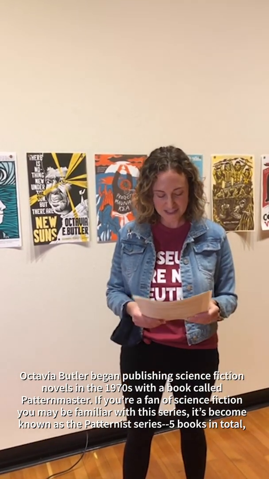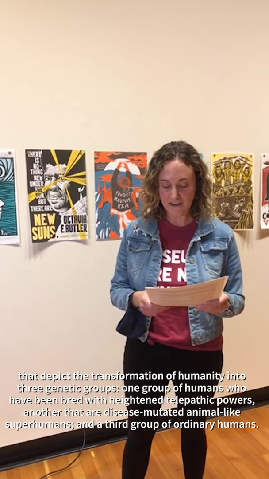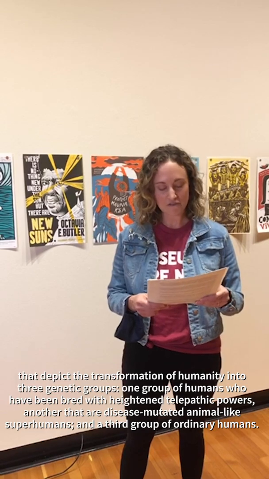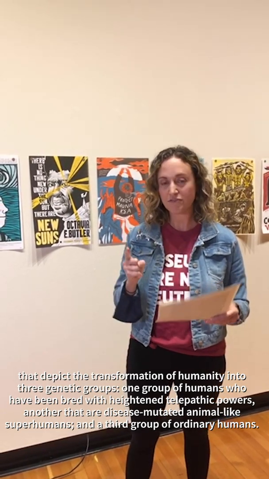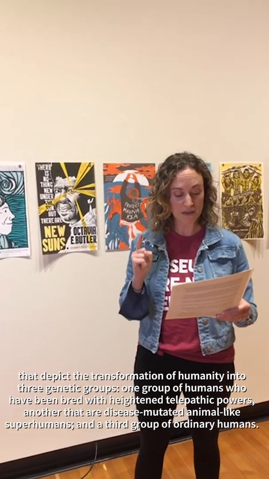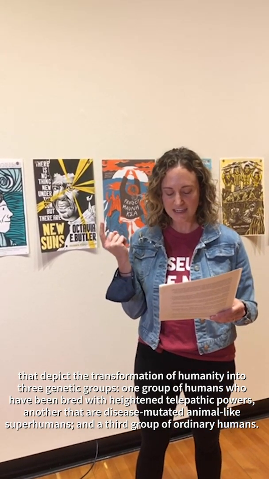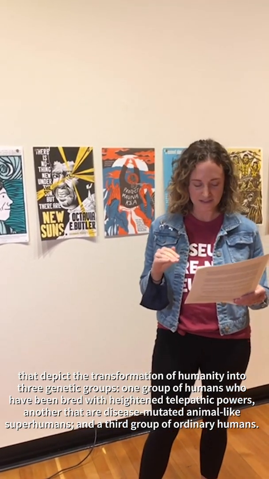If you're a fan of science fiction, you may be familiar with this series. The series has become known as the Patternist series. It's 5 books in total that depict the transformation of humanity into 3 genetic groups. One group of humans who have been bred with heightened telepathic powers, another that are disease-mutated animal-like superhumans, and a third group of ordinary humans.